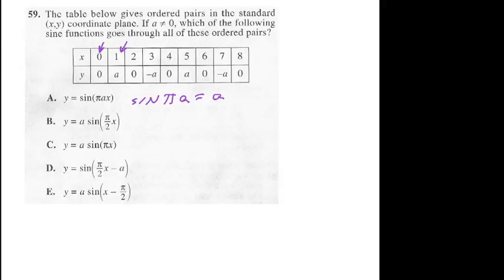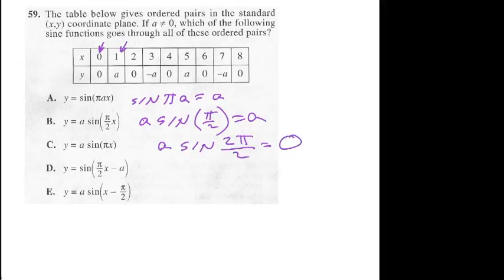So let me try the next one. I have a out in front times the sine of pi over 2, which is 1, times x. And x is 1, so it's the sine of pi over 2. So that one would equal a. It works there. Will it work with the next one? Well, I put in a 2, and I get a times the sine of 2 pi over 2, which is equal to 0. And that one works. So if it works on these first three, then that's going to make B the answer.